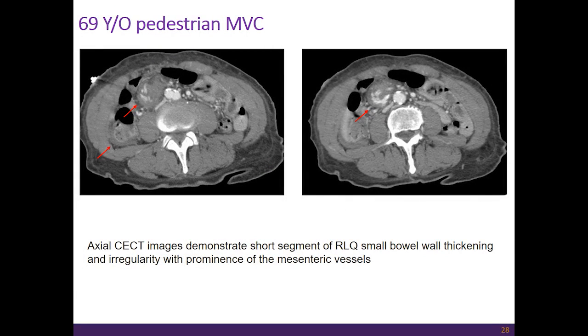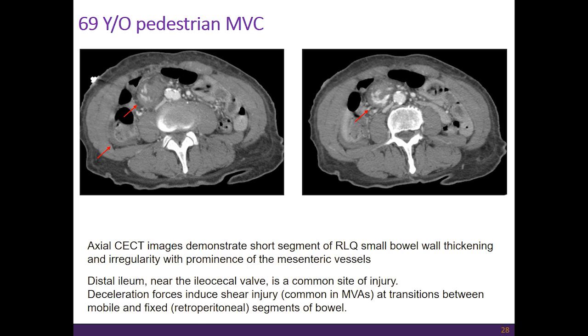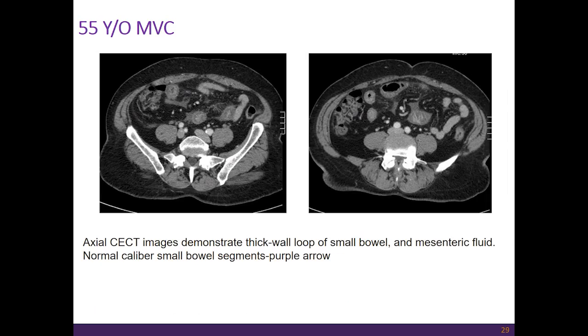Likewise, this was a 69-year-old pedestrian who was involved in an MVC. And you see there's a short segment of right lower quadrant small bowel that's a little bit thickened. There's some wall thickening, but notice especially that there's irregularity and prominence of the mesenteric vessels, and there's high-density fluid around the mesenteric vessels. And this is just to drive home the point that the distal ileum near the ileocecal valve is a common site of injury. Deceleration forces induce shear, and this turned out to be a terminal ileum hematoma.